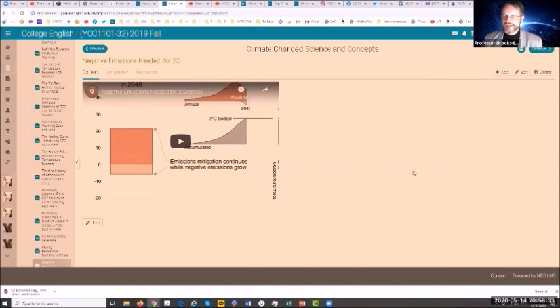So at this point, we need negative emissions. We can't just stop emitting carbon dioxide. We actually have to remove carbon dioxide from the air and the oceans. And we're probably not going to remove it from the oceans, but we need to find ways to remove it from the air. There are a lot of technologies for that, which include afforestation, planting massive forests all over the world, and a lot of other solutions.